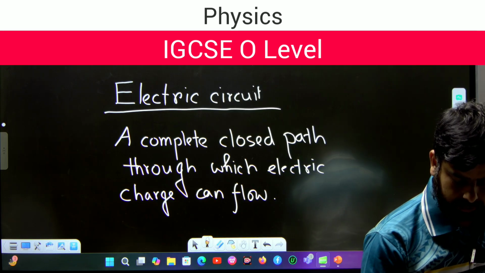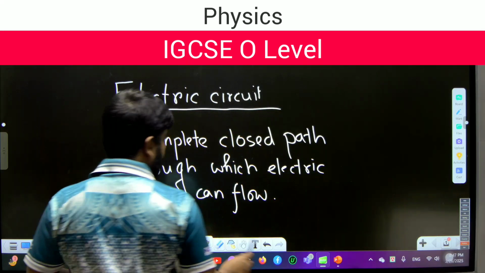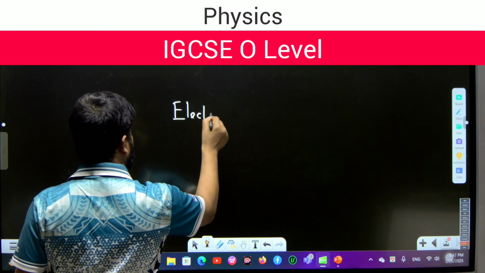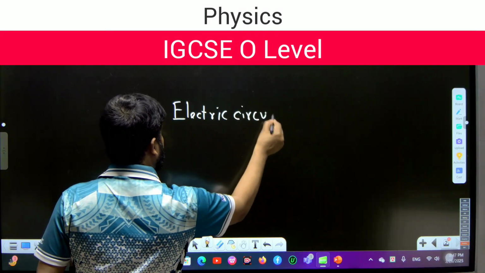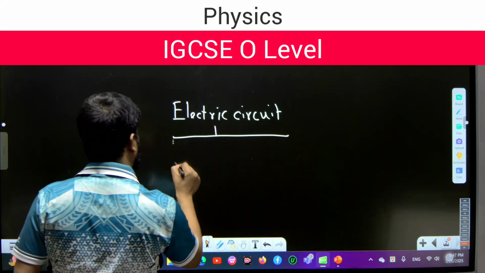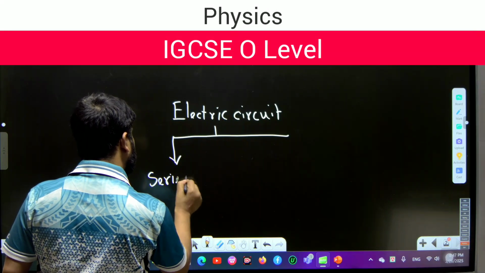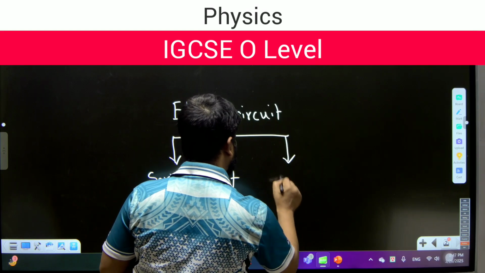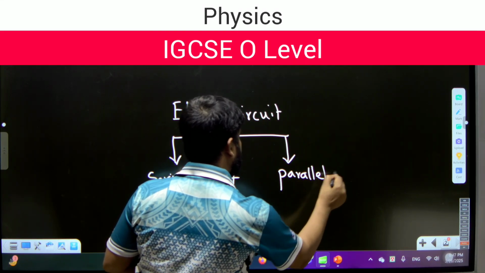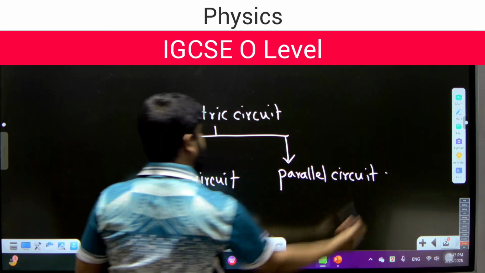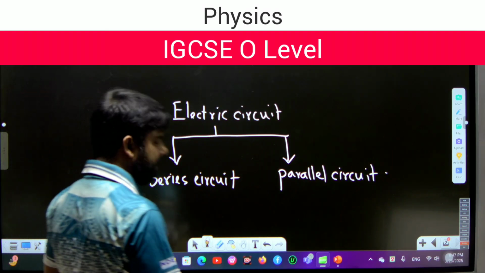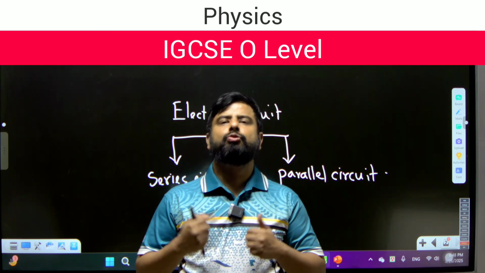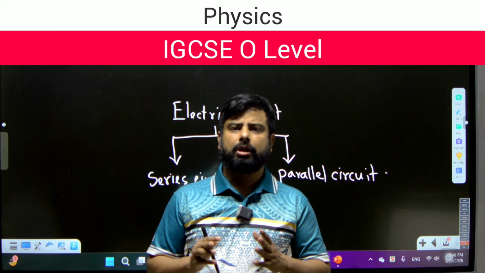So remember, there are two types of electric circuit. One is the series circuit, and the other is the parallel circuit. Series circuit: if the circuit's components are connected in such a way that the same current flows through all the components, then it is called a series circuit.